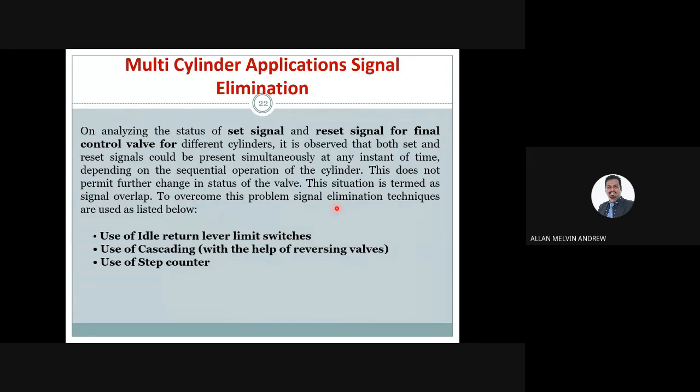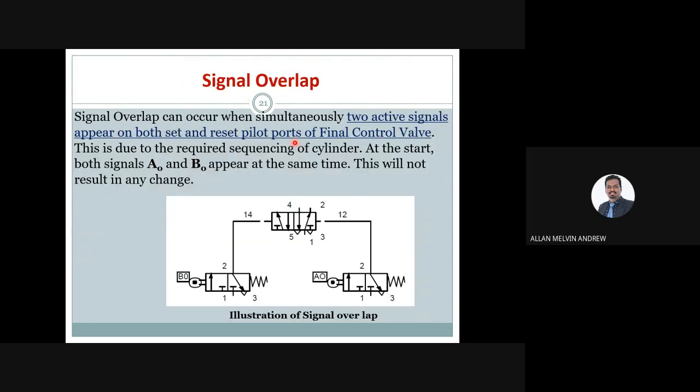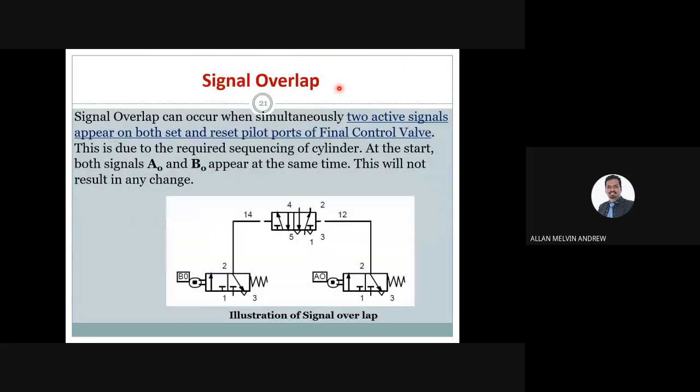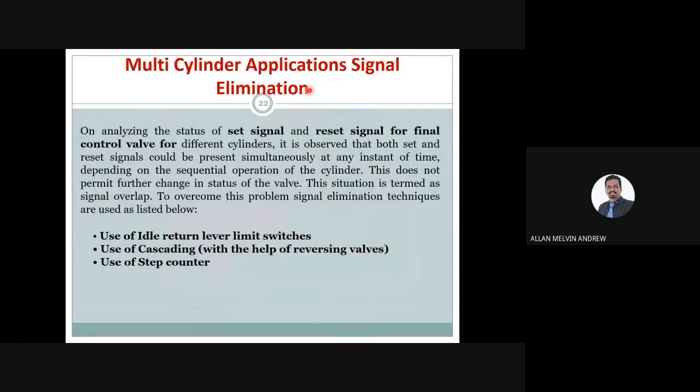Okay, so how can you eliminate the signal? Signal elimination is the process to overcome the signal overlap. So signal overlap was a problem, and this is its solution. Okay, so this is the solution and this is the problem. There are 3 methods for you to eliminate one signal out of 2.